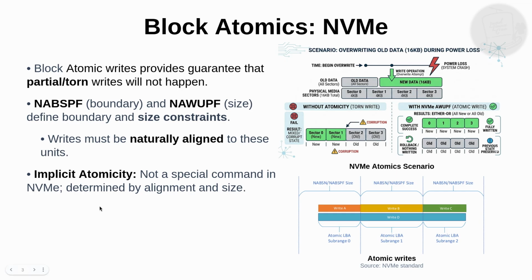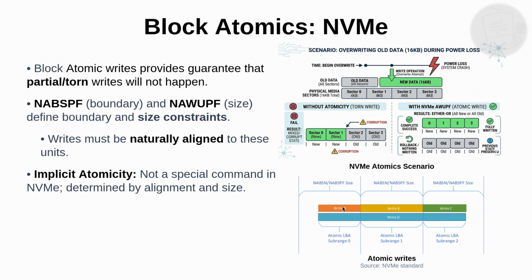In NVMe, I don't know if it's a good thing or a bad thing, but we have this implicit atomicity. So if your device supports atomic writes, then you don't need any special command, unlike SCSI, where you have to say, hey, I want this write to be atomic. In NVMe, the device sees that it's aligning with what is supposed to be atomic, and it does things automatically. It's a spec, and that's what it is.